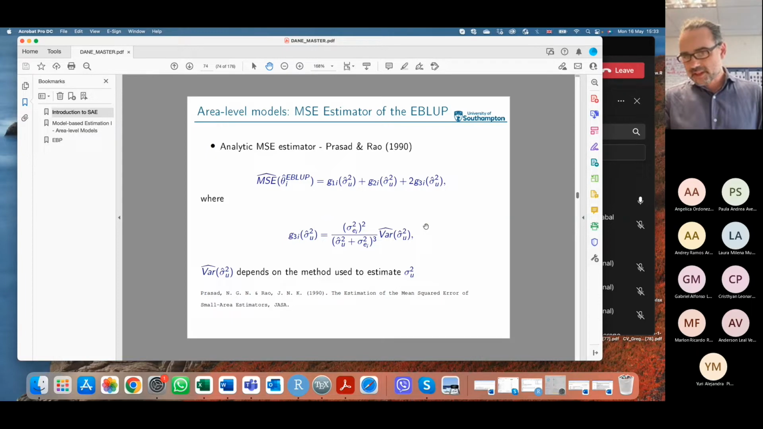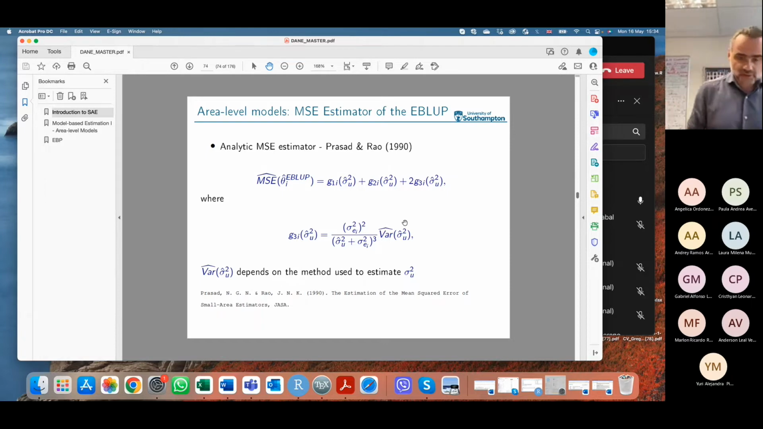And this last bit here, the variance, will depend on what method you use to estimate sigma u. So depending on whether you use maximum likelihood, residual maximum likelihood, or method of moments, there will be a different expression. So that is an analytic mean squared error estimator. If you want to find out about this estimator, you can download and read the seminal paper by Prasad and Rao. It was published in the Journal of the American Statistical Association, and describes mean squared error both under the area level model and later, as we will see, under the unit level model as well.